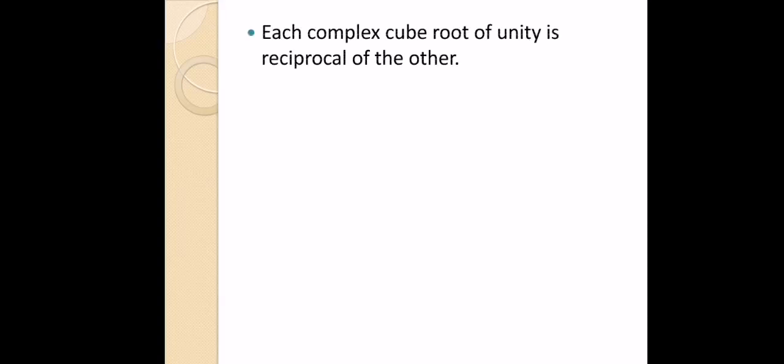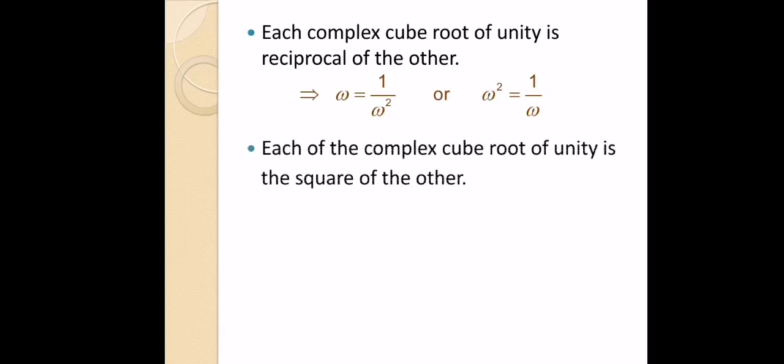The next property is that each complex cube root of unity is the reciprocal of the other. Since we know that the complex cube roots of unity are represented by omega and omega square, if one is omega, the other one is omega square, and we can write them as reciprocals of each other: omega is equal to 1 by omega square, or omega square is equal to 1 by omega.